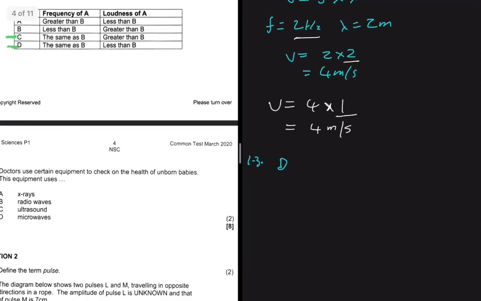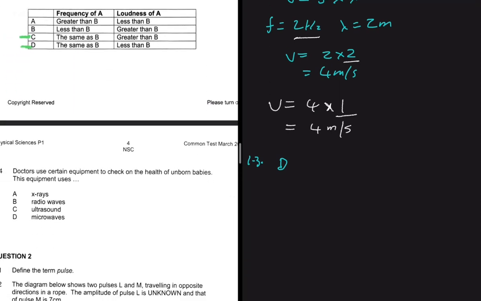And now off to 1.4. We have 1.4 here saying that doctors use certain equipment to check on the health of unborn babies. We know fully well that this equipment uses ultrasound, right? So our answer for 1.4 is going to be option C.